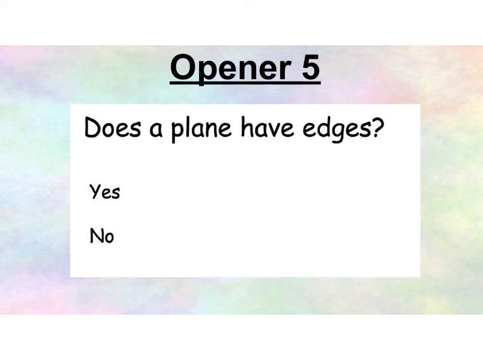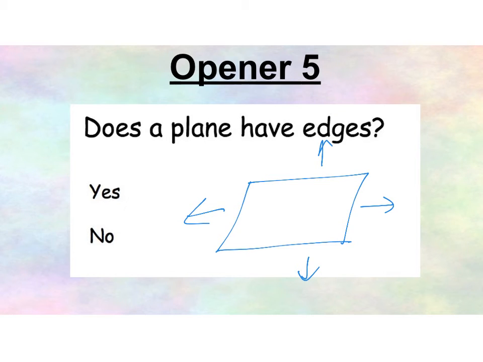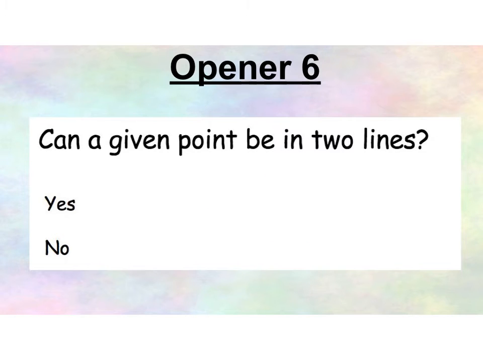Does a plane have edges? When we draw our plane, we draw it as a parallelogram, and we have to draw it so that it does look like it finishes. But remember, these go out in all directions, so a plane does not have edges. If you put point A here, it looks like it's on the corner, but it's still in the plane. It doesn't have edges. Can a given point be in 2 lines? So if we have point A, it could be in this line. It could be in this line. So the answer is yes.